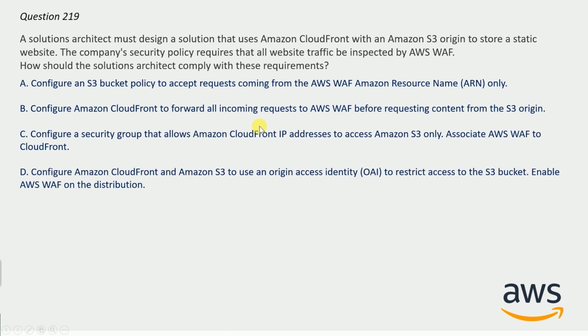Take your time to guess the correct answer. Let me reveal the correct answer for you. The correct answer here will be option D. Configure Amazon CloudFront and Amazon S3 to use an origin access identity (OAI) to restrict access to the S3 bucket. Enable AWS WAF on the distribution.